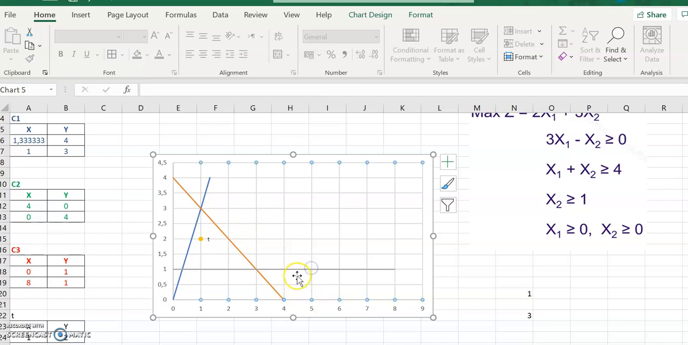Okay, so for the third constraint, which is y greater than or equal to 1, we plug in the same point. So y equals 2. 2 is greater than or equal to 1. So this constraint is satisfied by this point. Hence, it's going to be facing this way.